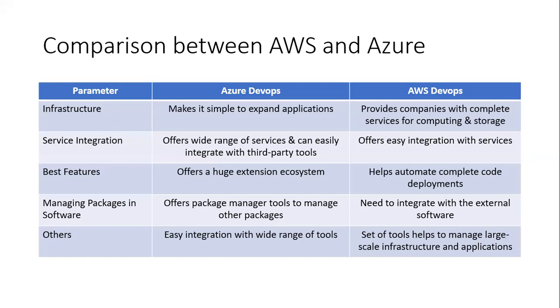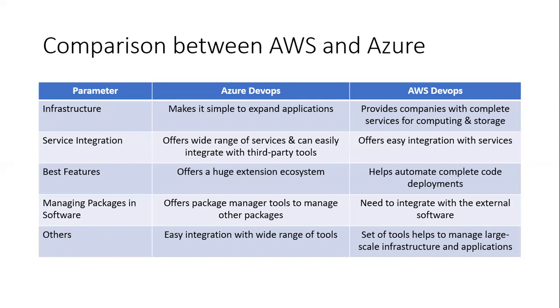So what is the difference? Just a little. If you take service integration, Azure offers a wide range of services and can easily integrate with third-party tools. If I take some other tool, Azure easily integrates with that third-party tool. AWS also offers easy integration with other services. The next parameter is best features. Azure offers a huge extension ecosystem, whereas AWS also helps automate complete code deployments.